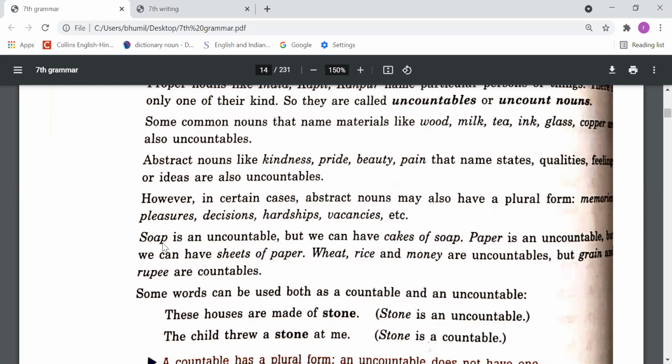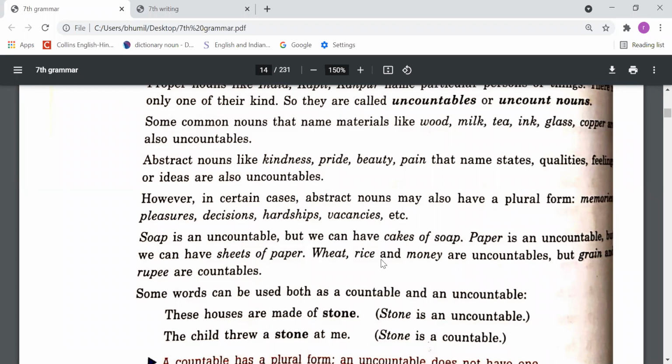Second point: soap is uncountable, but we can have cakes of soap. Paper is uncountable; we can have sheets of paper. Wheat, rice, money are uncountables, but grain and rupees are countables. So, dear students, we have to understand that if we say soap, soap is uncountable. So we should say cakes of soap.